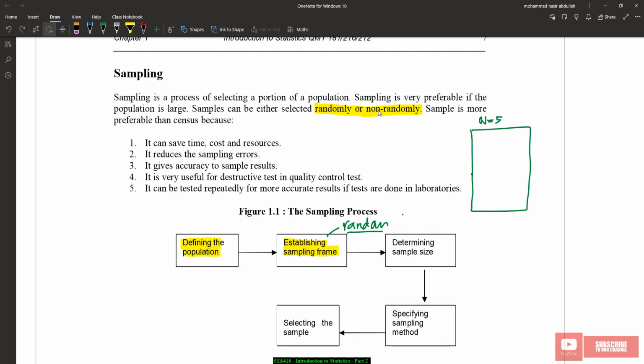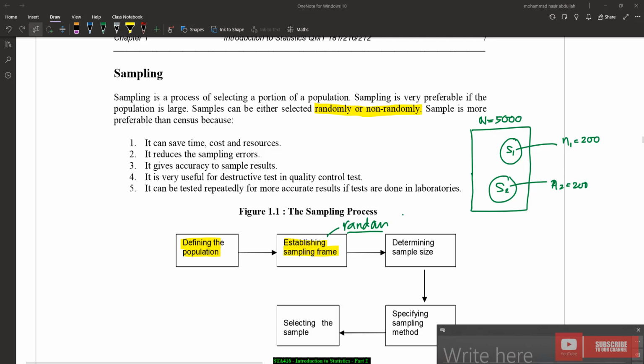Let's say we have a population, and we want to study the monthly pocket money of our UiTM students. Let's say the population is 5,000. We want to select samples, let's say two samples. For sample number 1, we want to select N1 equal to 200. As for sample number 2, N2 equal to 200. So we need to determine our sample size.